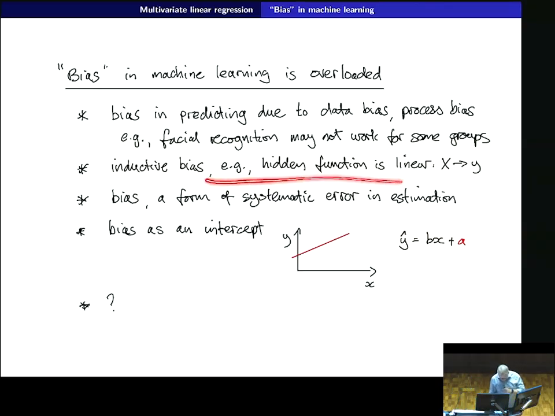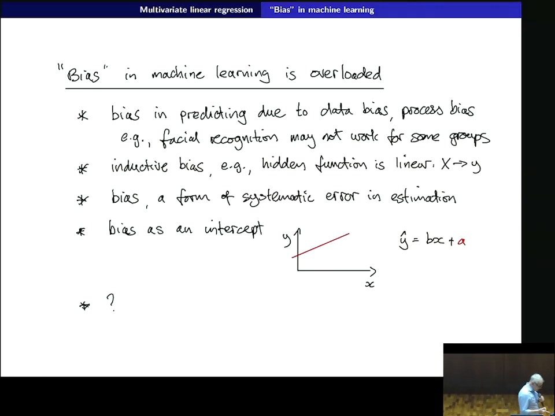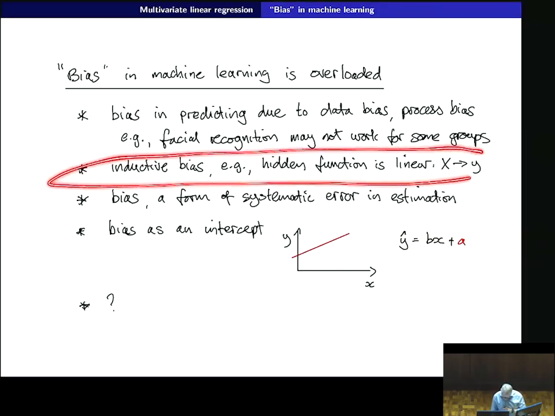An assumption about what you're trying to learn that allows you to make progress by choosing a particular model type and therefore a learning algorithm. So that, I would say, is a positive kind of bias.